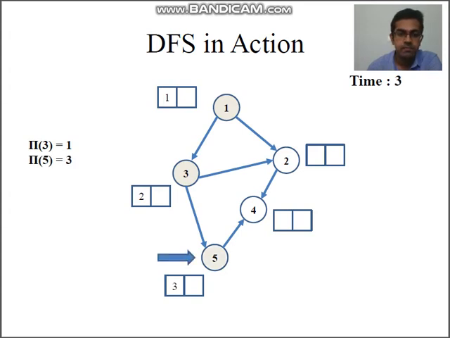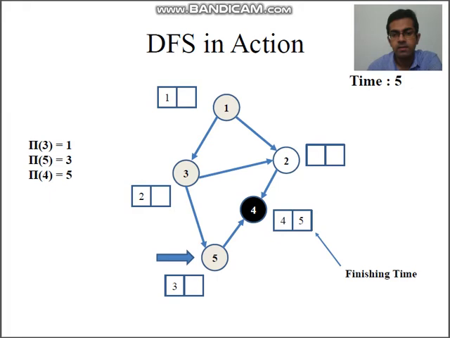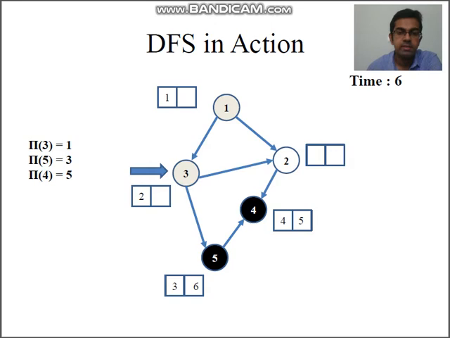In the same way, the algorithm discovers node 5 and 4. Since 4 does not have any white neighboring nodes that can be explored, its processing terminates immediately. It gets a finishing time of 5, is colored black, and the algorithm backtracks to node 5. In the same way, the processing of node 5 also terminates, and the algorithm backtracks to 3. Node 3 has a white neighbor that can be explored, which is node 2. So the algorithm proceeds to node 2.